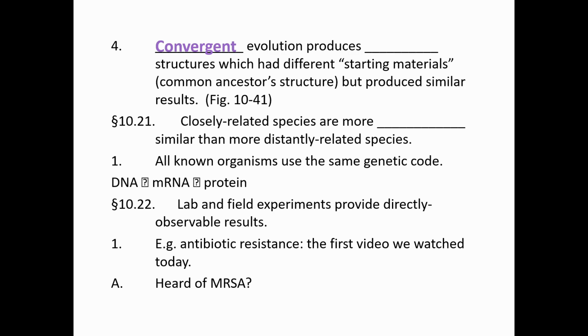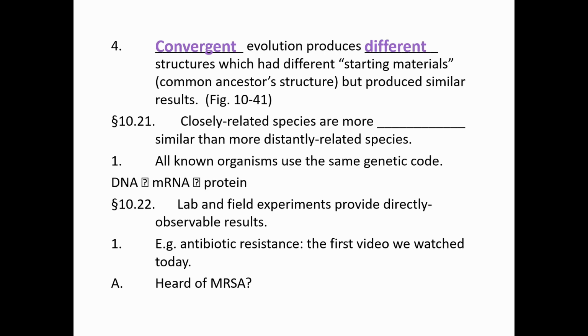Now, earlier I mentioned that sometimes you do see similar traits pop up in seemingly unrelated organisms. And we call this convergent evolution, where it produces some different structures that have different starting materials, but you get similar results. So a good example of convergent evolution would be something like the wings of a bird and the wings of a bee. Both of the structures are used for the same function, flying.